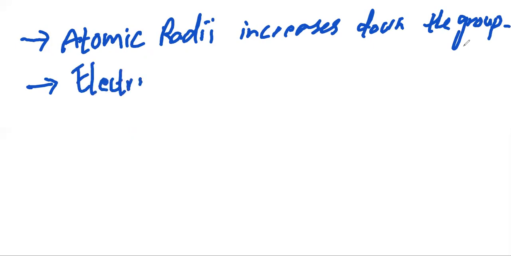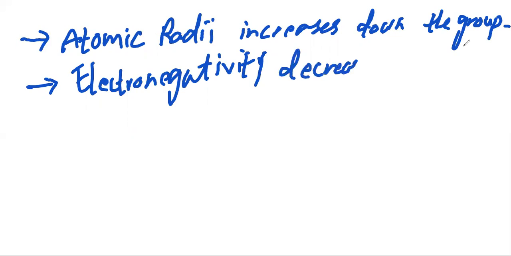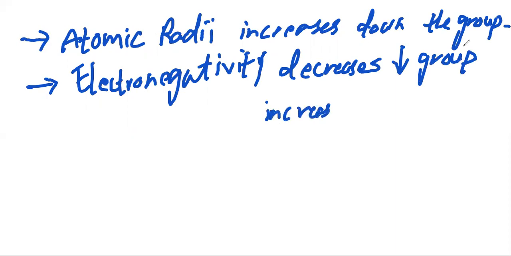What is the effect on electronegativity? Electronegativity decreases when you go down the group and increases when you go from left to right in a period. Electronegativity decreases down the group and increases from left to right in a period.